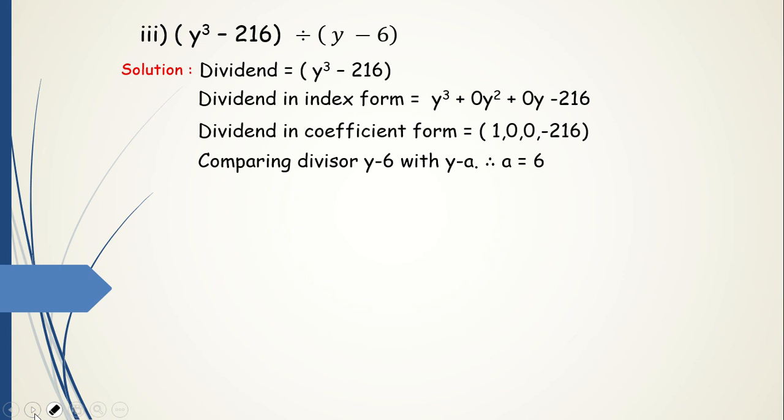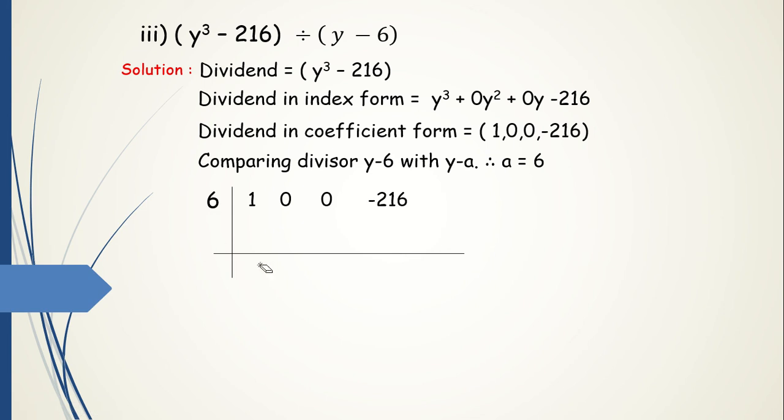Now just write down the divisor, comparing divisor y minus 6 with y minus a. So we will get a is equal to 6. Y gets cut. Minus a is equal to minus 6. Therefore a is equal to 6. Okay. So here we write the dividend 1, 0, 0, minus 216. And we write the divisor here, 6.